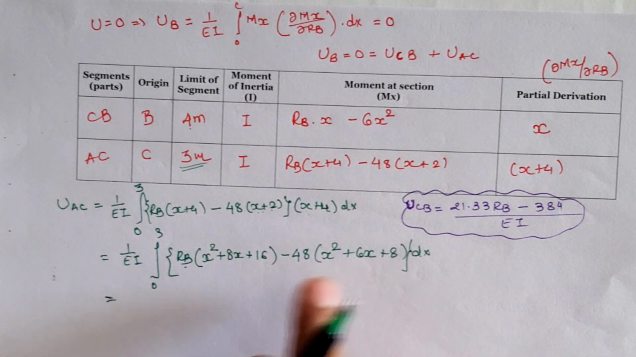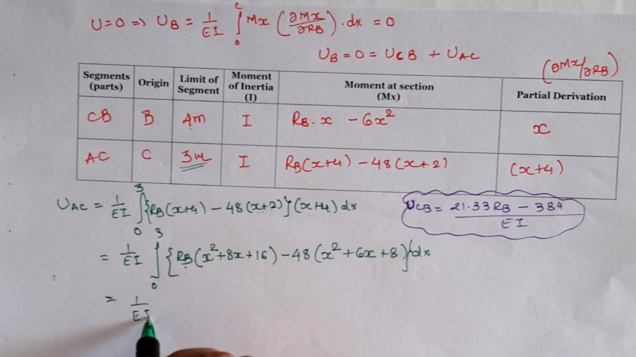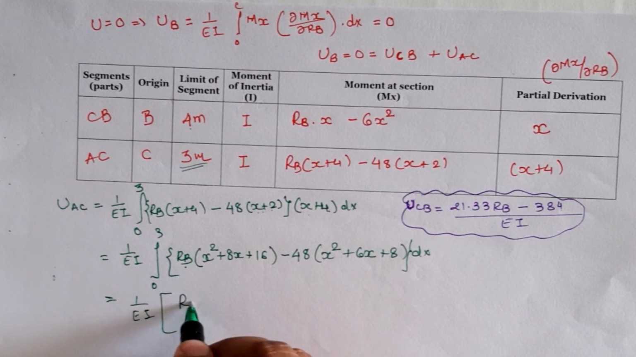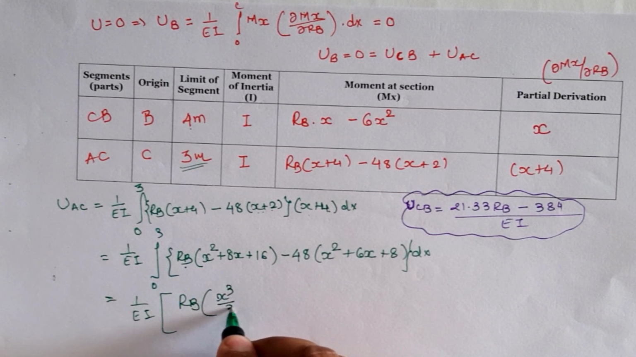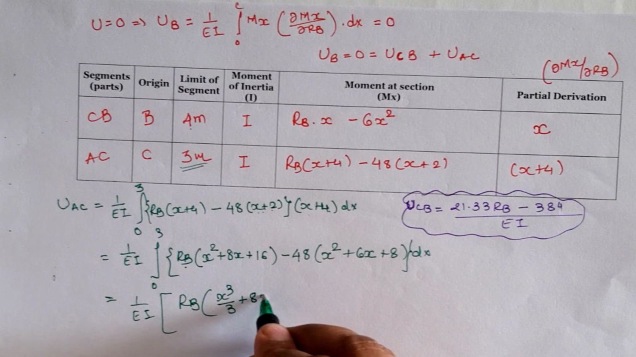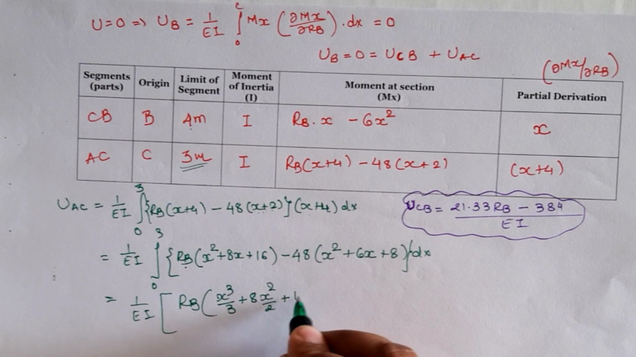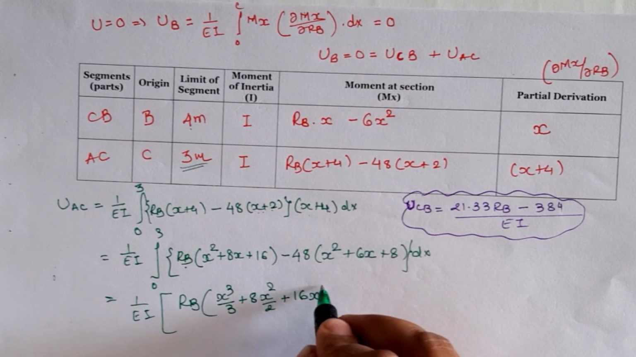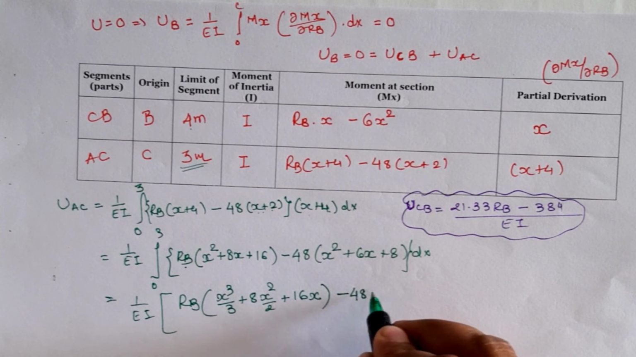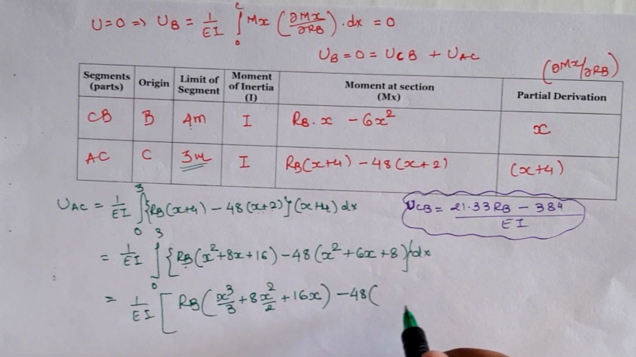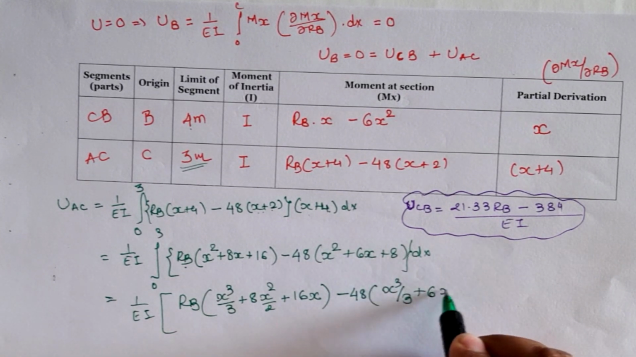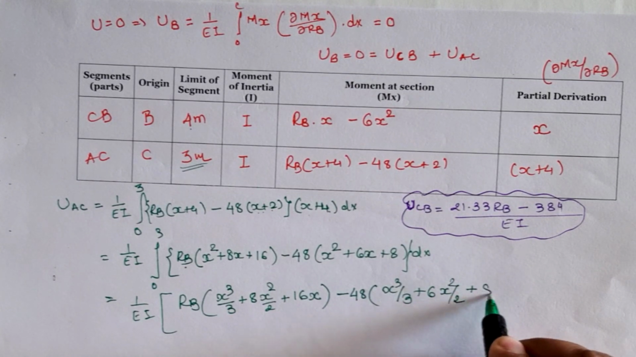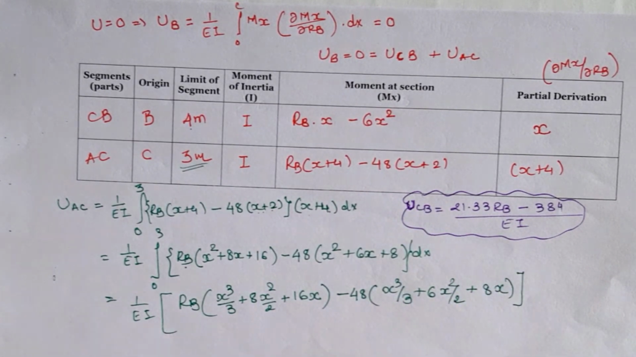Now integrating this term with respect to dx, we will have RB is constant. Now x square dx integration is x cube by 3 plus 8, x dx integration is x square by 2 plus 16, constant dx is x, minus 48 is constant, x square dx, which is x cube by 3 plus 6 constant, x dx integration is x square by 2 plus constant integration is x, and the limit is 0 to 3.